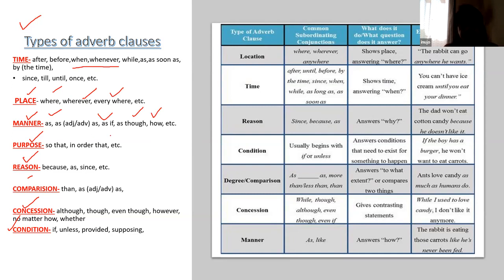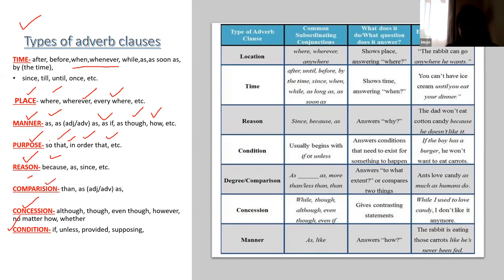If it is purpose, see, when it comes to purpose and reason, prior the sentence might look similar, but there is a difference. Okay, so this is purpose. These are your conjunction words which you'll be using to join: so that, in order that, etc. If it is an adverb of reason, then you use because, as, since, etc.